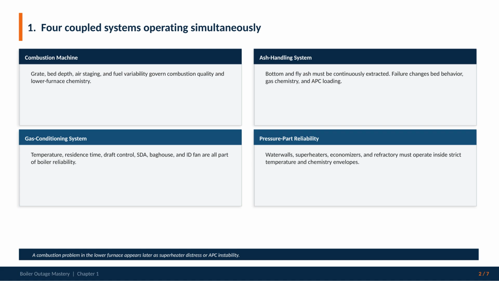Fourth, pressure part reliability. Water walls, superheaters, economizers, and refractory all have to operate inside strict temperature and chemistry windows while accumulating damage every hour the unit runs. The field rule I want you to carry forward from this slide is this: a problem in one system always appears in another. A combustion problem in the lower furnace becomes a superheater distress event. An ash handling problem becomes a gas path chemistry problem. If you only look at where the damage is and not at what caused it, you will repair the symptom and repeat the failure.